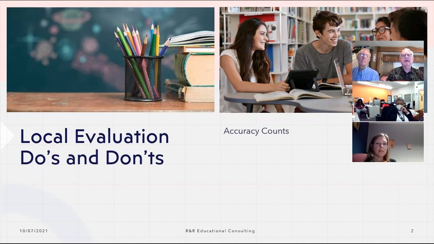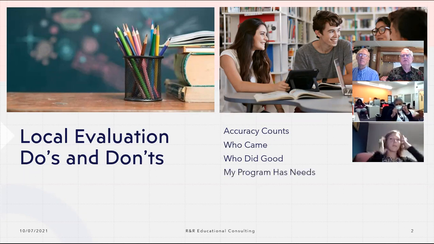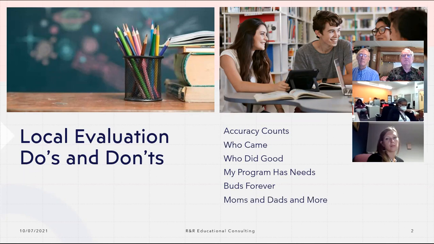Some of the things we're going to go over: we're going to talk about accuracy a little bit, your attendance, your academic and other measures of student achievement, your local objectives, your partnerships, and your parental involvement. Wow, that was a mouthful, wasn't it? And then we're going to talk about the anecdotal data that we think is very important.